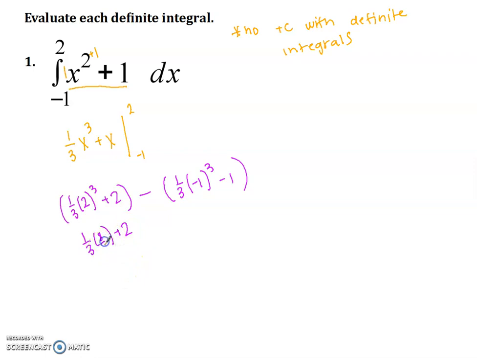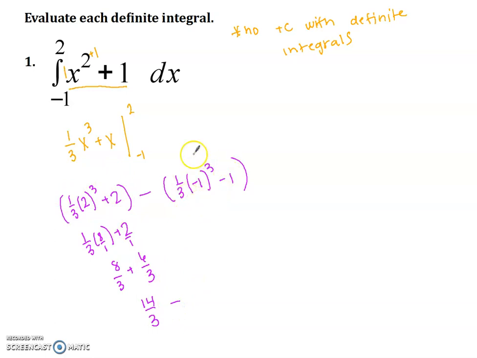Okay. So that's like 8/1, so multiply your numerators, multiply your denominators. That's going to be 8/3 plus 2. Okay, so 2 is 2/1, so I'm just going to multiply both of these by 3/3. So that'll be 6/3. So 8/3 plus 6/3 is going to be 14/3. Okay, so that's what I get for this part.